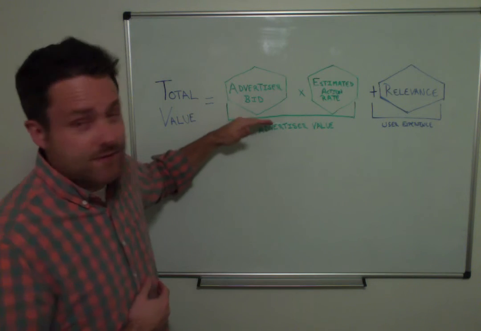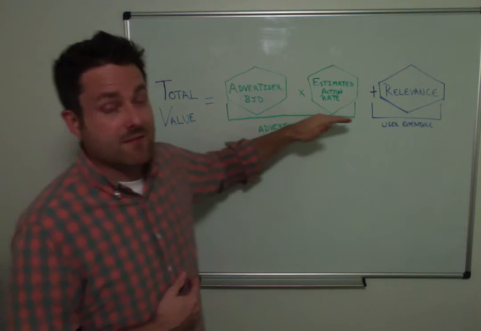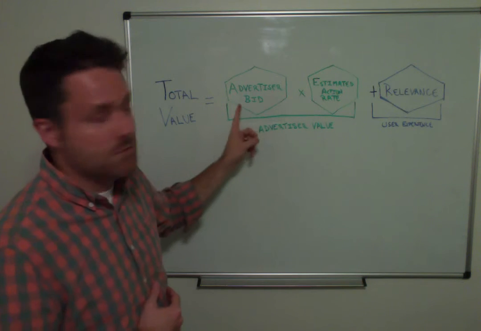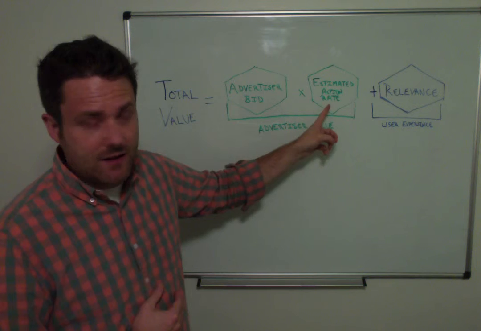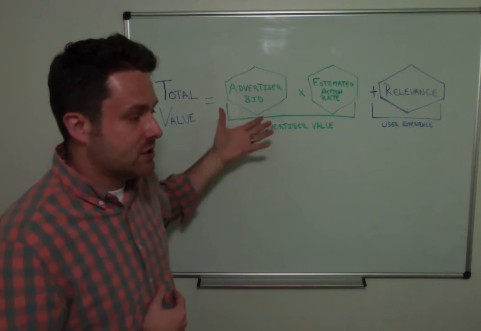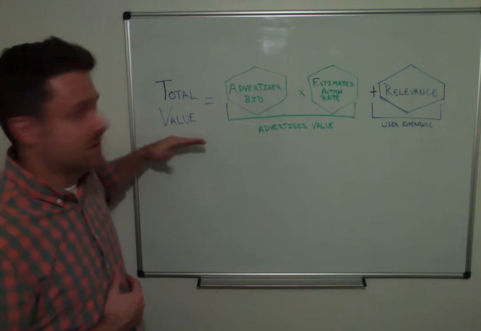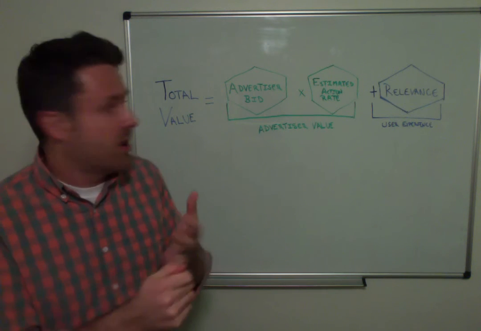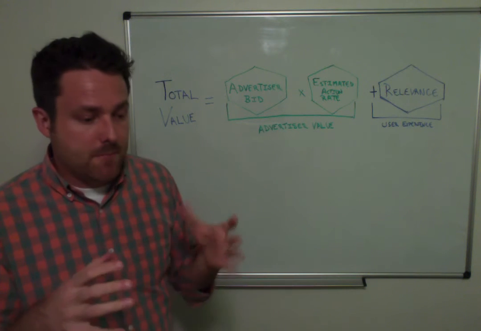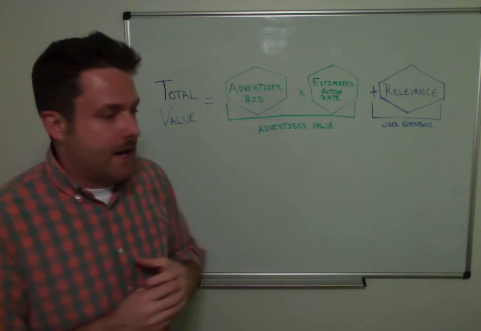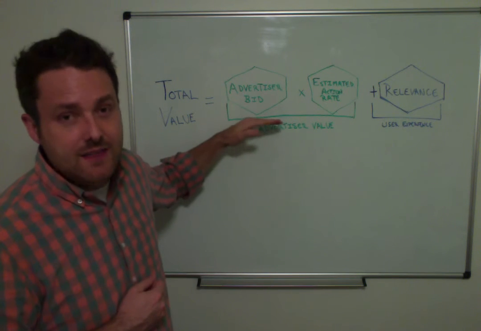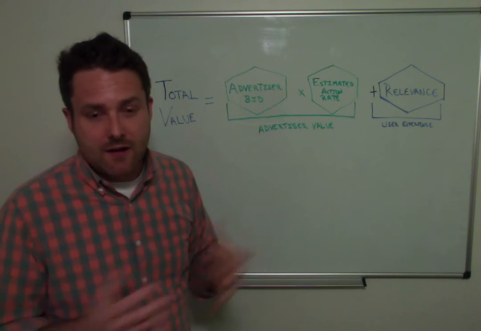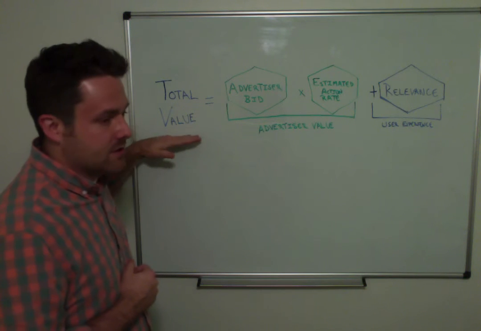Another instance is maybe you have a very low advertiser bid, but you have a very high estimated action rate and high relevance. In this instance, because your bid is multiplied by your action rate, if you have a very high action rate, it's going to lift your bid in your total value equation. And so if you have really good creative, if you are targeting it properly, if it's relevant to your target market, you will actually pay less in the auction for your ad. And so this is how they calculate total value.